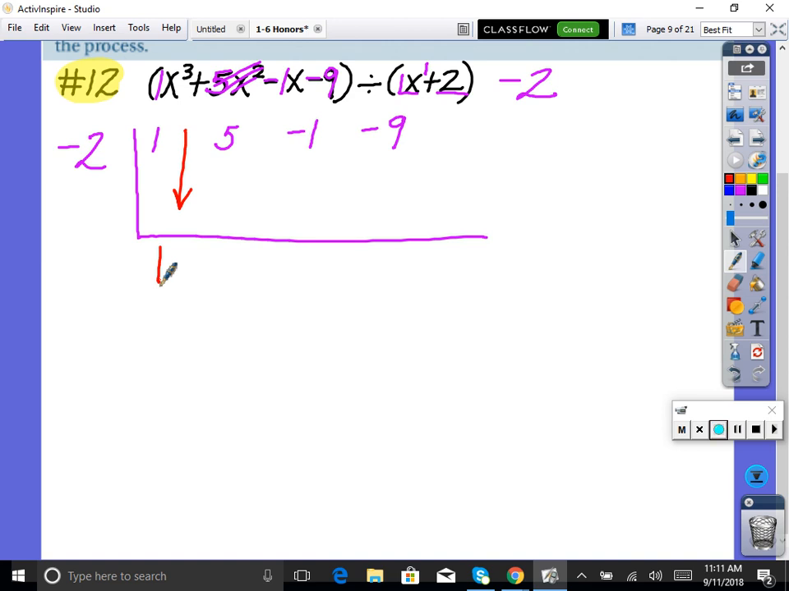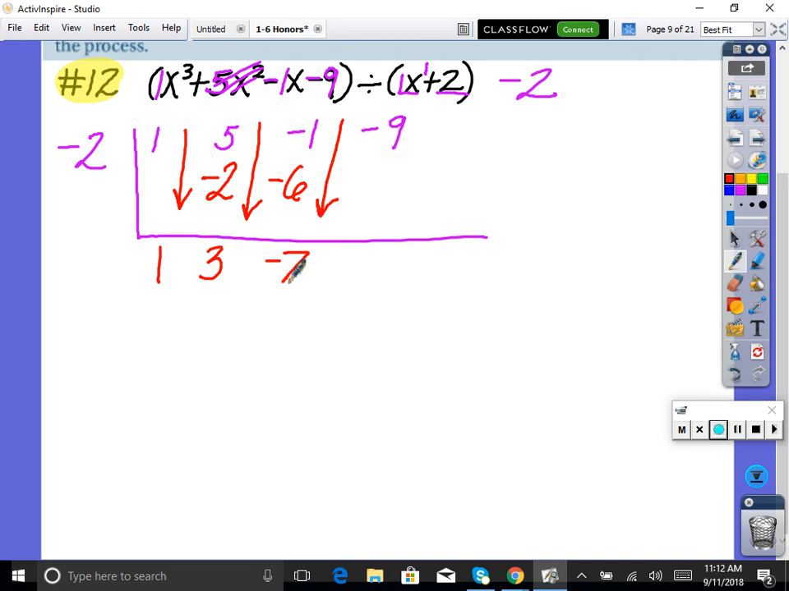So 1 times negative 2 is negative 2. So I'm going to insert that right here in this next box. Then we add straight down, multiply up. So add straight down. 5 plus negative 2 is 3. And multiply up. 3 times negative 2. Then we add straight down.